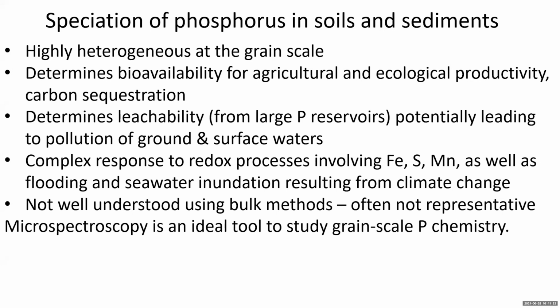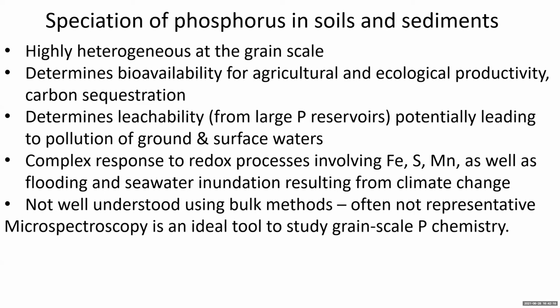So the first example is one of the prime examples of this energy range, looking at phosphorus in soils and sediments. The speciation of phosphorus is highly heterogeneous at the grain scale, as a number of presenters today have mentioned. The speciation, however, determines the bioavailability of phosphorus for agricultural and ecological productivity, as well as carbon sequestration. The speciation also determines the leachability of phosphorus, potentially from large reservoirs that could lead to pollution of ground and surface waters.